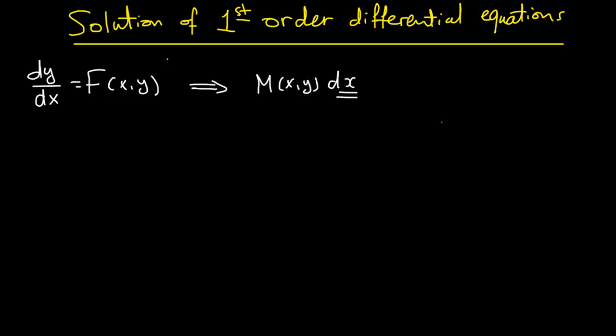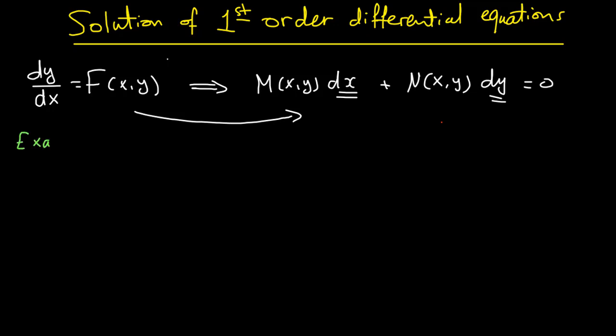This form can be conveniently written in this one, M(x, y) multiplied by dx plus another function N(x, y) multiplied by dy equal to 0. And we can always transform this form dy/dx = f(x, y) to the other form around, M(x, y) dx + N(x, y) dy = 0. So let's take an example to clarify this point.